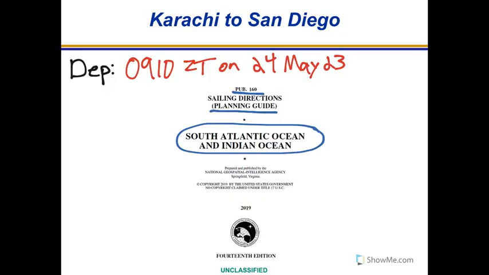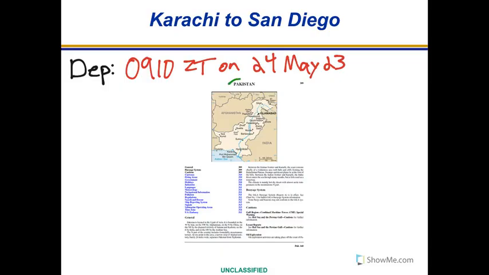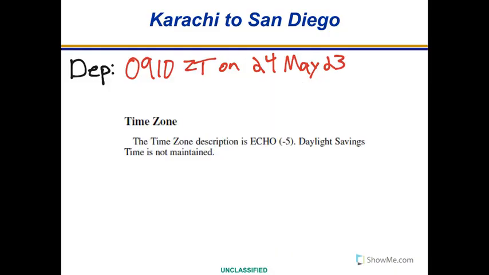So we would go into pub 160, find Pakistan, and then down here in the table of contents, we would be looking for time zone. You can actually just click on time zone, and we find that the time zone description is Echo -5. Daylight savings time is not maintained. Well, that makes it easier. We don't need to apply daylight savings based off of the time of year, which is nice. And we're going to be using a zone description of -5. Now I'm actually going to move this Z to -5 up here so that I can use it for the math.